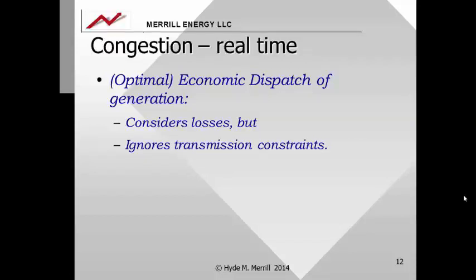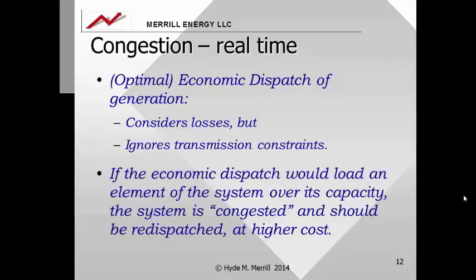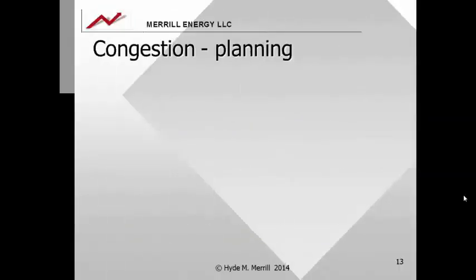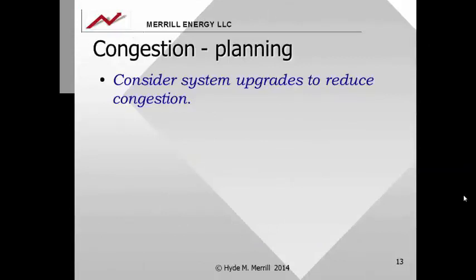If the optimal economic dispatch would load an element of the system over its capacity, the system is considered to be congested, and the generation needs to be redispatched. This redispatch will always increase the total fuel cost for the system. How does the planner see this problem? The planner says, well, let's consider system upgrades to reduce the congestion.